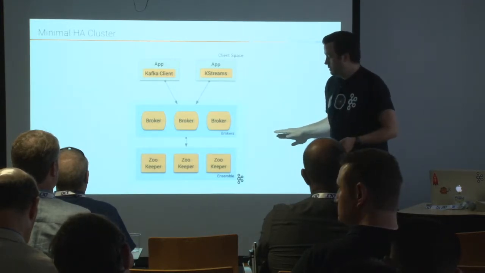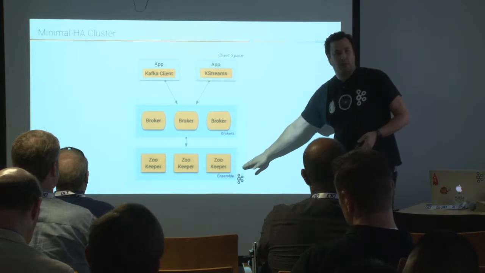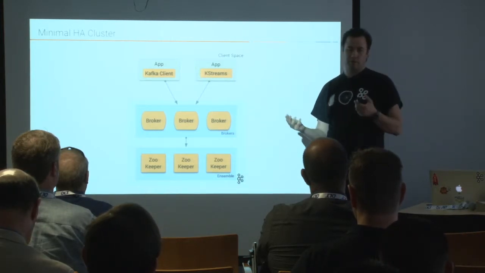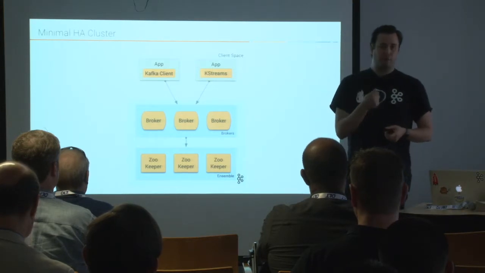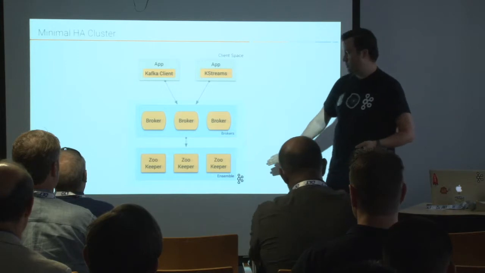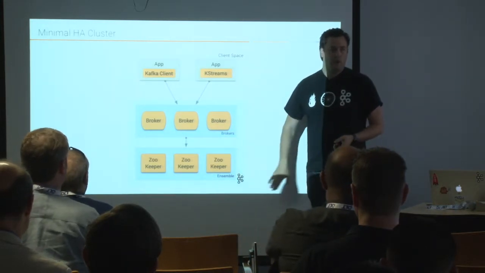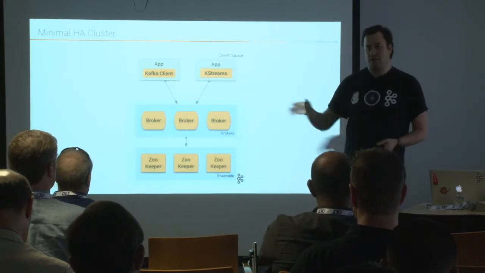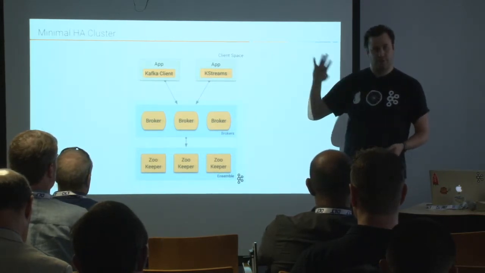So in production, you're probably going to want 5 ZooKeepers. A single failure on a 3-node ZooKeeper leaves you vulnerable to a second failure, and then you don't have consensus. So ZooKeeper requires an odd number, or a quorum. In production, we usually see 5 ZooKeepers. If you get the Confluent reference architecture, we have a small and a large cluster reference architecture that digs into this.